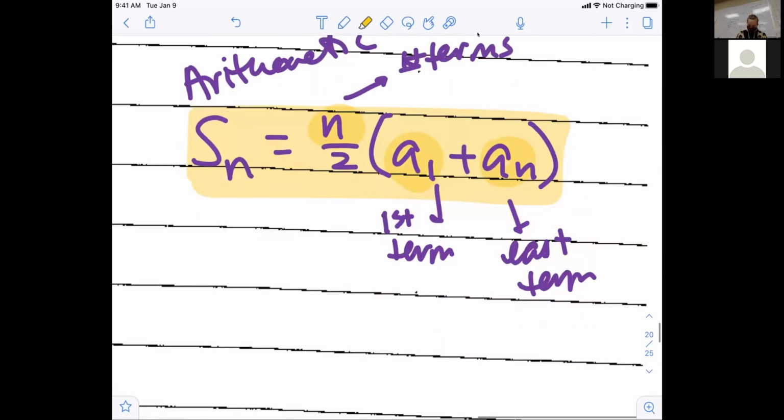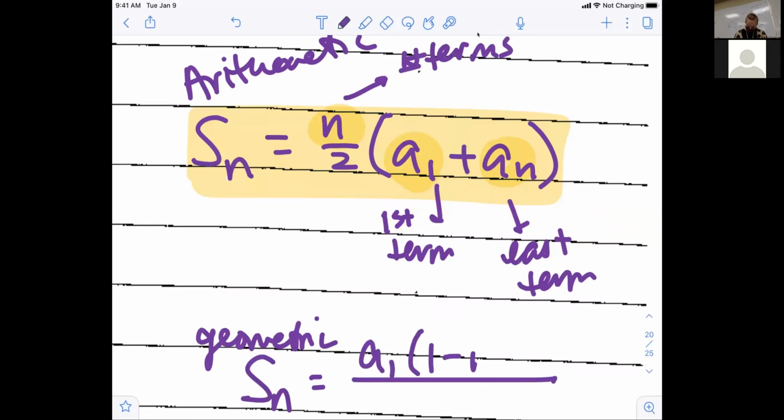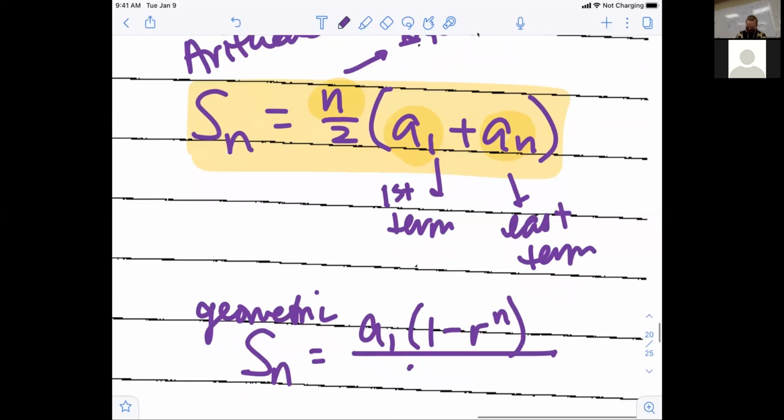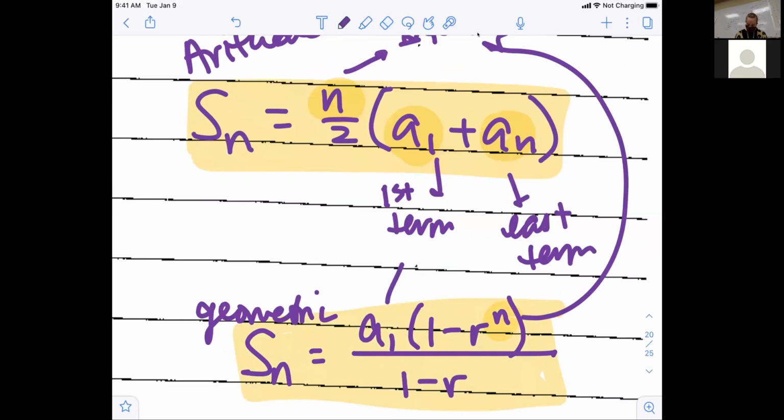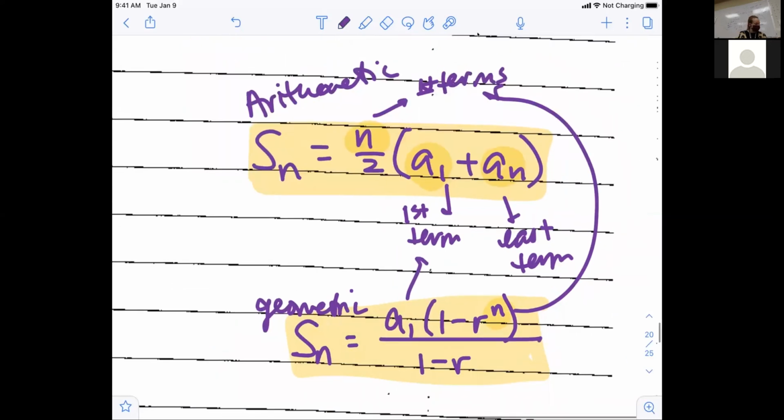I've got one for geometric too. So I've got a geometric one as well. And that one goes S sub n equals a sub 1 times 1 minus r to the nth, where the nth power is only on r, not all of it, over 1 minus r. You don't need the common difference for the arithmetic one, but you do need the common ratio for the geometric one. You also still have n, which is the number of terms, and a sub 1, which is the first term. You don't have a last term here.